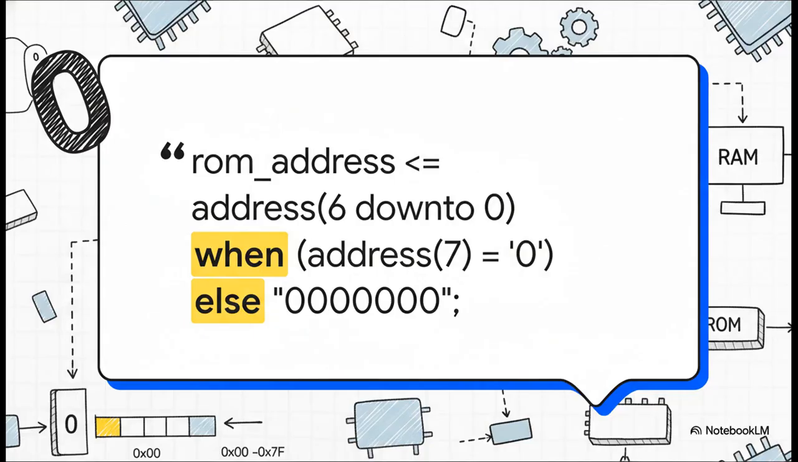Let's look at this line of code. This is our first traffic hop. It's looking at the most significant bit. That's the 8th bit of whatever address comes in. Now remember our memory map.